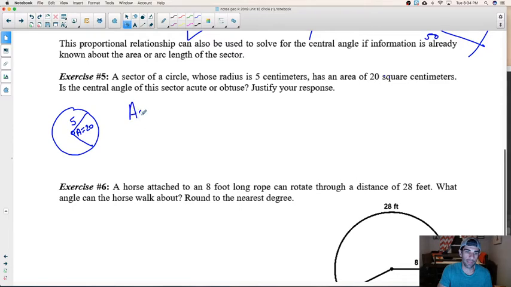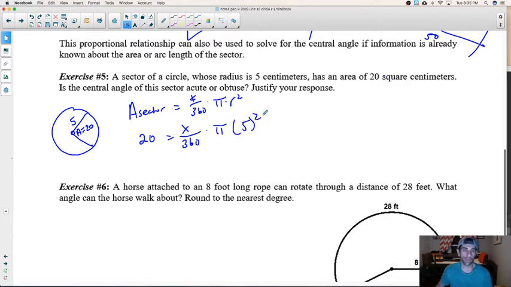So now, since they said the area of the sector, that's the angle over 360 times pi r squared. Now they told me that the area of the sector was 20. They want me to figure out the angle, and they told me that the radius is 5. So I just set the whole thing up. Now we have to just do math. I'm going to start doing my math over here so I can fit it all. So it's 20 equals x over 360 times pi times 25.